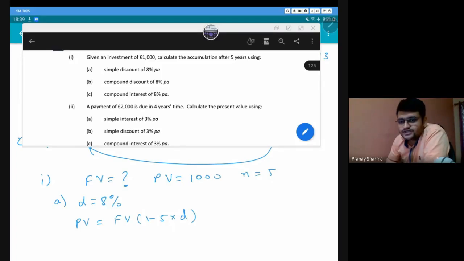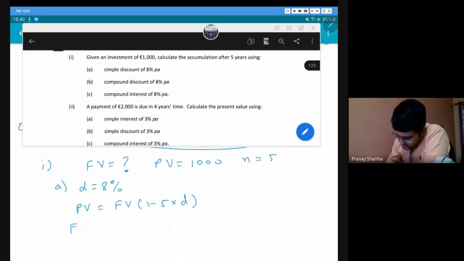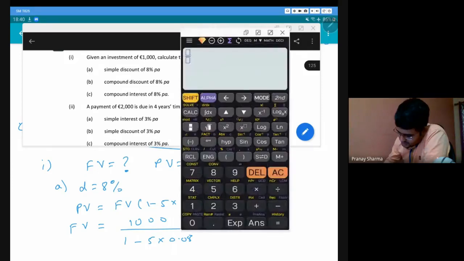So even using discount rate, we can find our future value. We will say our future value must be equal to our present value, that is 1000, divided by 1 minus 5 times 0.08. 1000 divided by 1 minus 5 into 0.08.